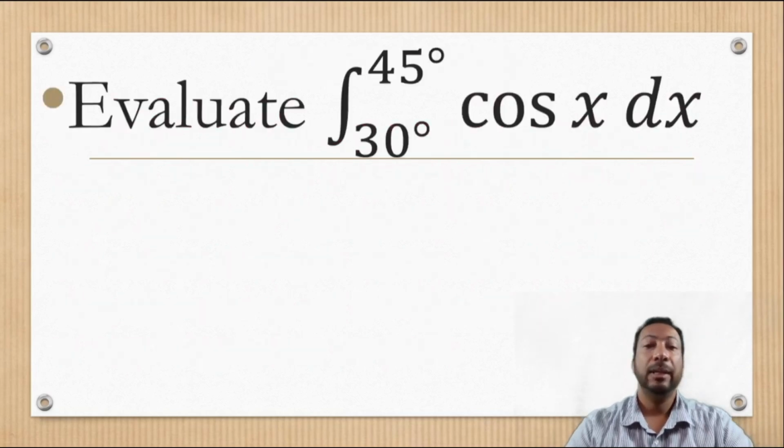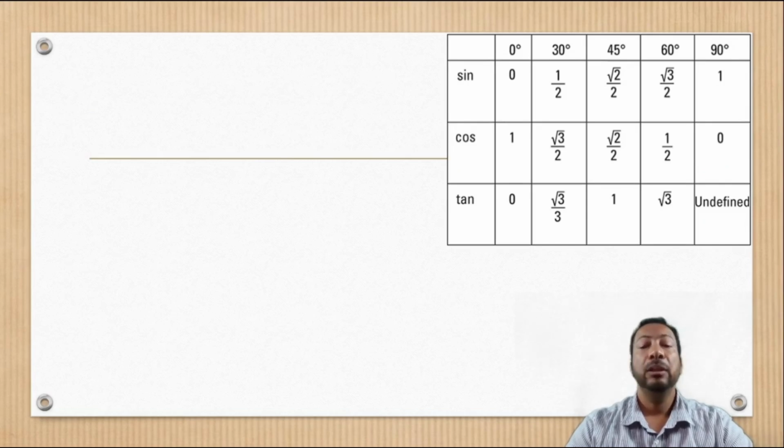So let's get into an example. Let's say you are to evaluate the integral from 30 up to 45 degrees of cosine of x with respect to x. So first thing, you will need to know what we call the exact trig values. So here in this table, that's where you will get those, all right? These will be given to you.